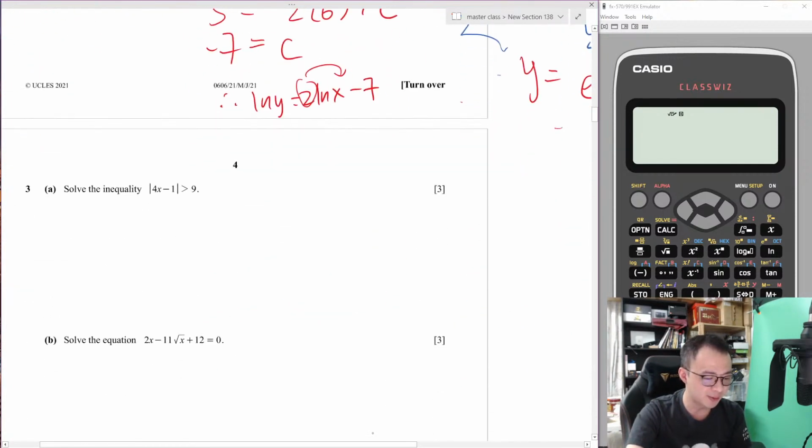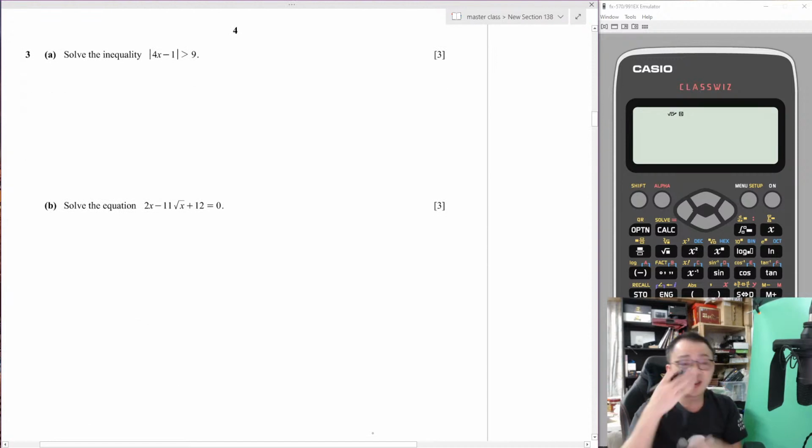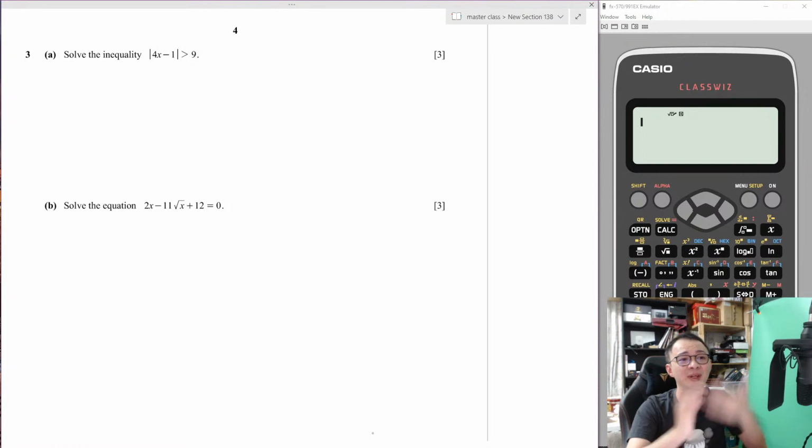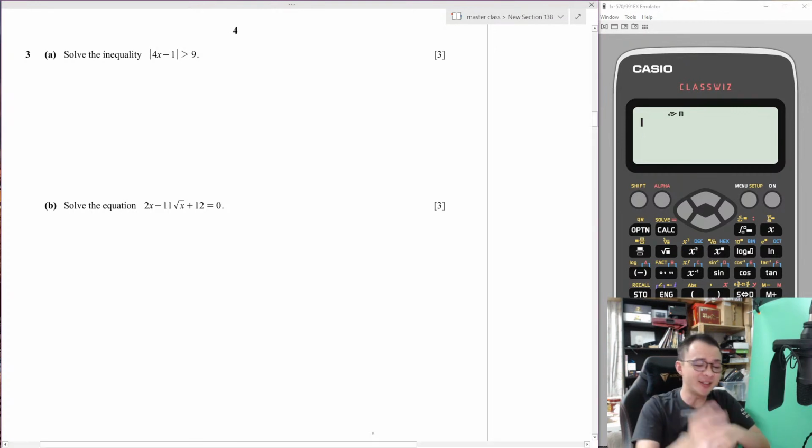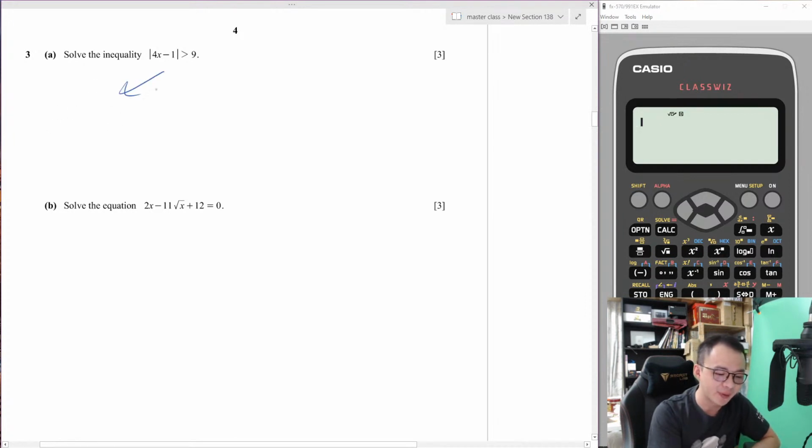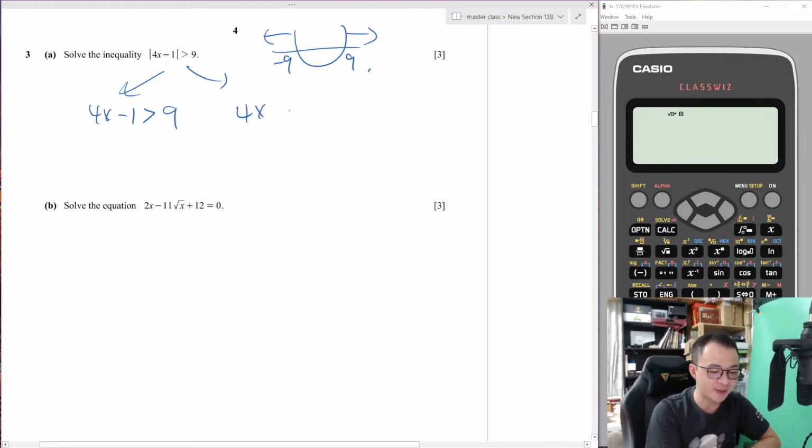Alright, let's go to question number 3 here. This is a modulus inequality. So normally modulus will give me one plus and one minus. Since this is bigger than, I have two choices. The first choice is 4x minus 1 bigger than, okay, we have modulus, right? We go in these two directions, we have negative 9 and 9. So the positive 9 is bigger, so 4x minus 1 is bigger than 9, or 4x minus 1 is less than negative 9. Alright, this is what we will do here.